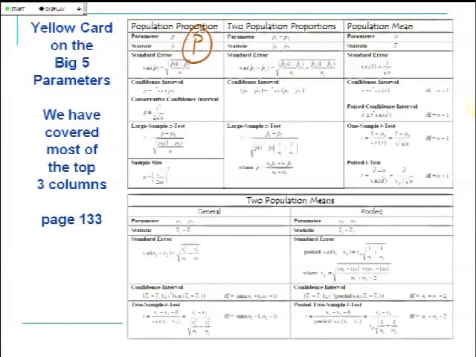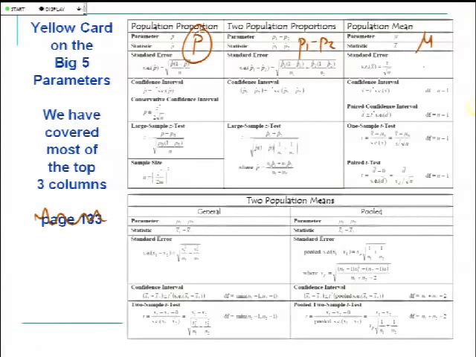Exam 2 will be about the 5 parameters, about how to test them and hypothesize about them or make a confidence interval for them from chapters 9 through 13. So that's the focus of exam 2. We have covered proportion P. We have covered P1 minus P2. It's not on your page 131. This is your yellow card. And we have now covered quite a bit of this third column about mu. There are 2 more scenarios left.